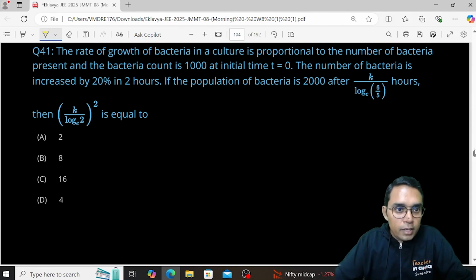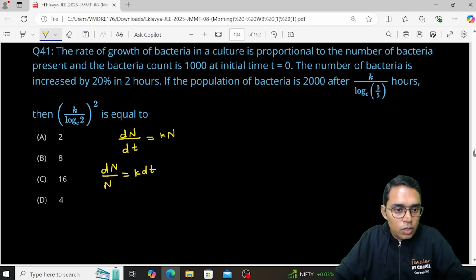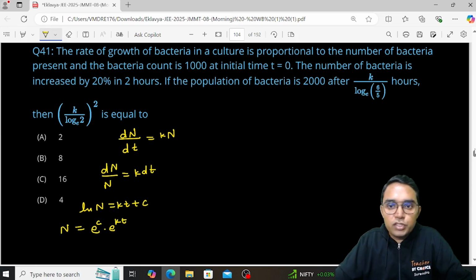Now question number 41. Here we are given that the rate of growth of bacteria in a culture is proportional to the number of bacteria present. So suppose the bacteria present at any time is n, then dn upon dt is equal to k times n. So using the differential equation, we can write it like this. So we get ln n is equal to kt plus some constant c. So n will become equal to e raised to the power c into e raised to the power kt. Now to find this c and k, we are given some initial conditions.